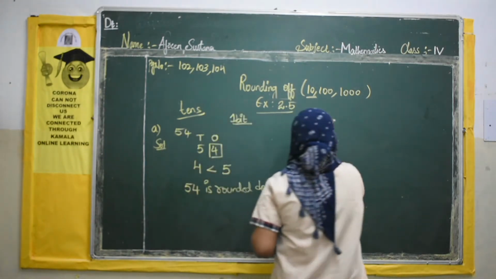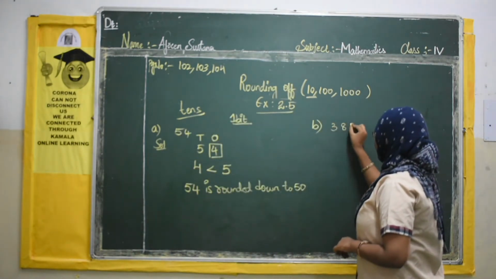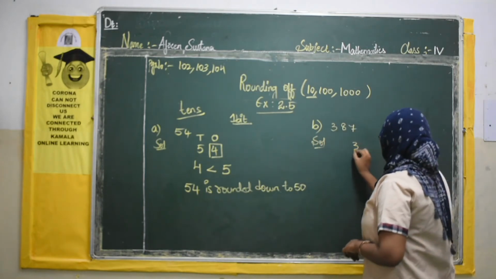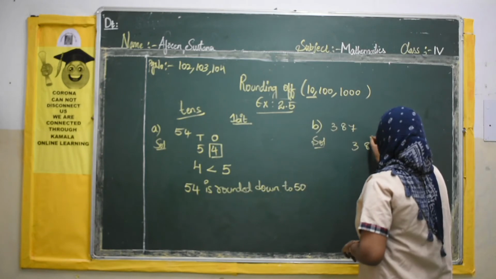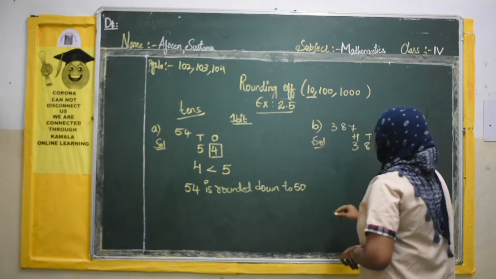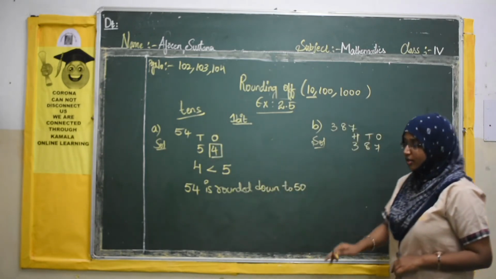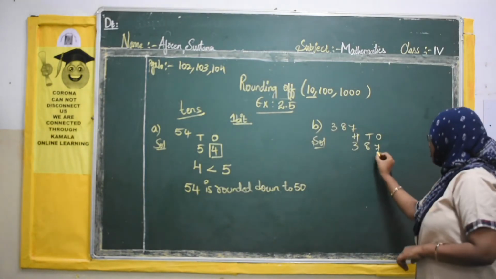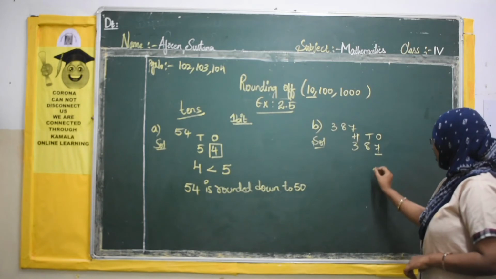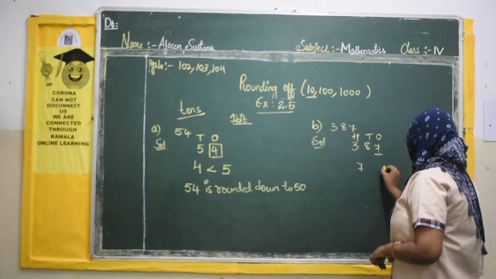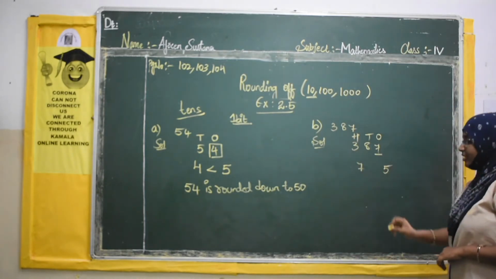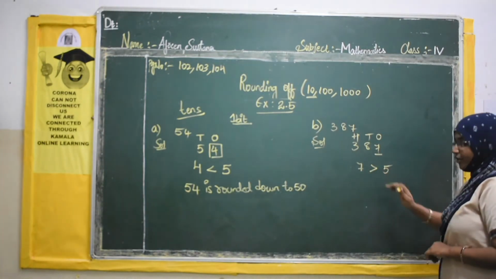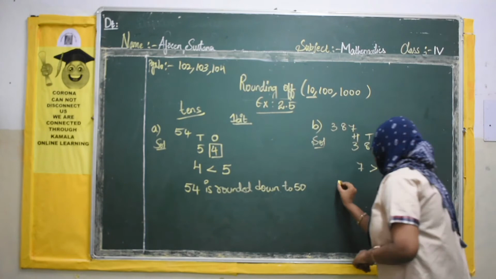387. Now, see, this is ones, tens, hundreds, right? We are doing nearest to tens only. So when we are doing nearest to tens, which digit will we consider? The digit at ones place. Now 7 we will compare with 5. Is 7 greater than 5 or less than 5? Greater than 5. Greater than 5 is rounded up.